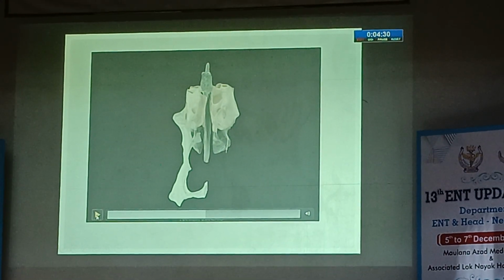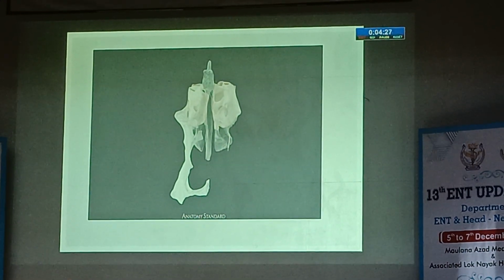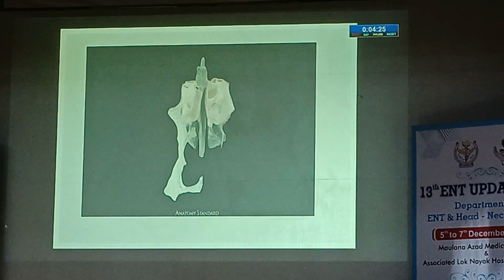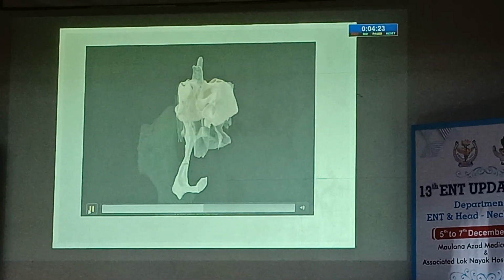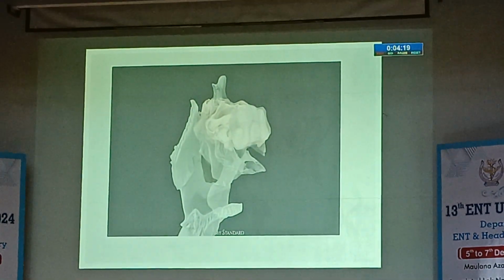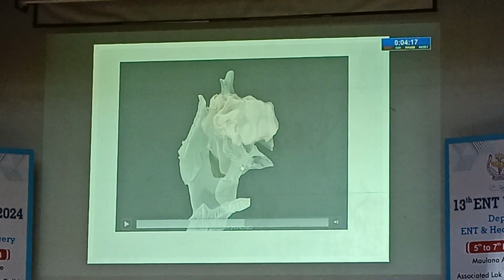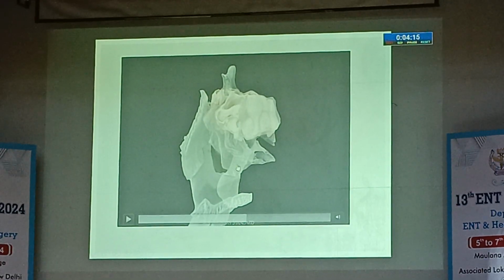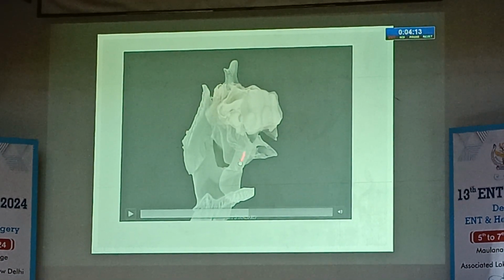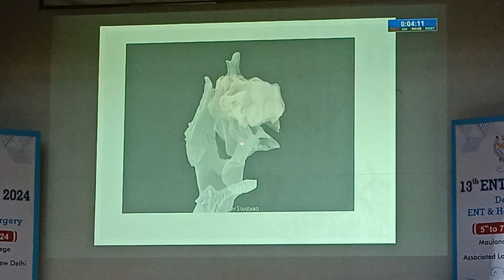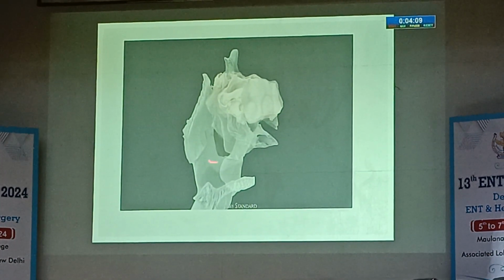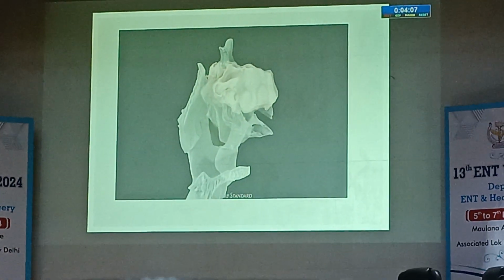See how the perpendicular process of the palatine bone is articulating with the labyrinth and compromising the maxillary ostia. This is a very good visualization of this perpendicular plate going there, and the labyrinth occluding the maxillary sinus.